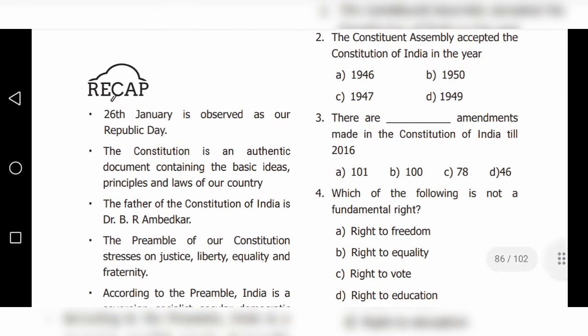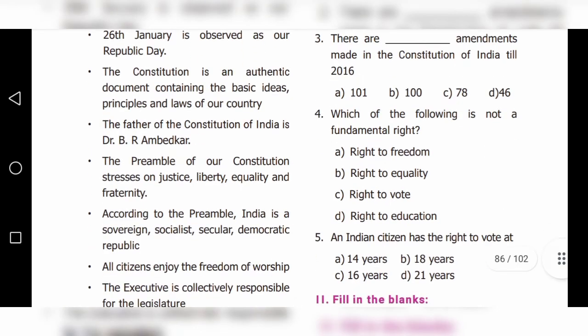So let's recap these points. First one, 26th January is observed as our Republic Day. Every year, on January 26th, we celebrate our Republic Day. Second one, the Constitution is an authentic document containing the basic ideas, principles and laws of our country. Third one, the father of the Constitution of India is Dr. B.R. Ambedkar. Fourth one, the preamble of our Constitution stresses justice, liberty, equality and fraternity.